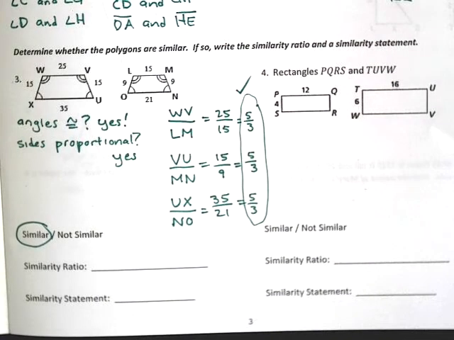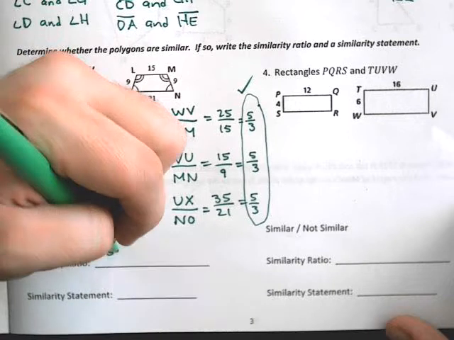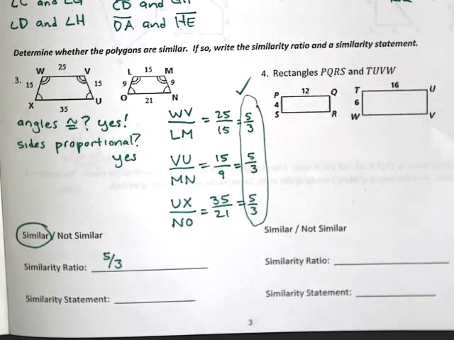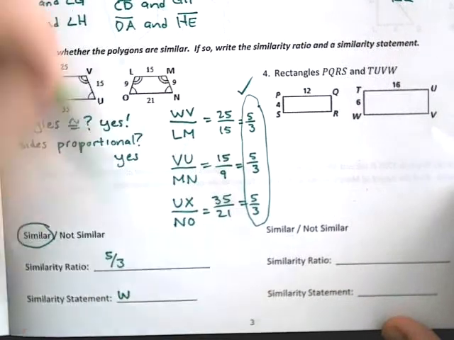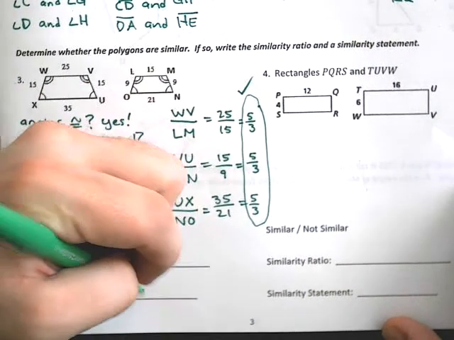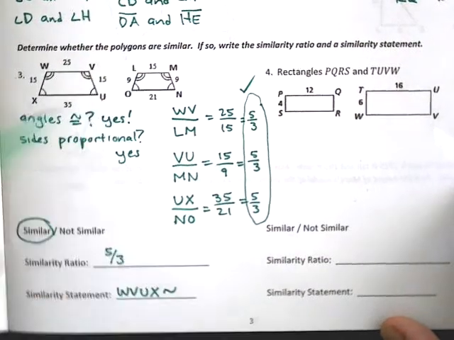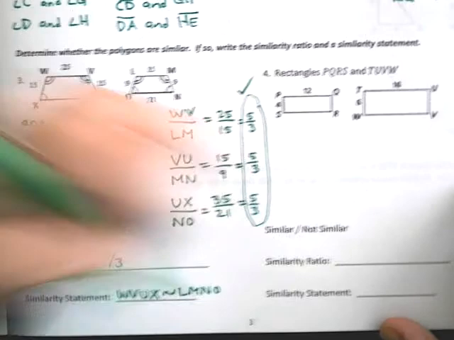Now for the ratio, we already got it. Okay? The similarity ratio is just 5/3. In the similarity statement, that is just you telling me that this shape is similar to the next shape. So I'm going to call this first shape W, V, U, X, and it's going to be similar to L, M, N, O.